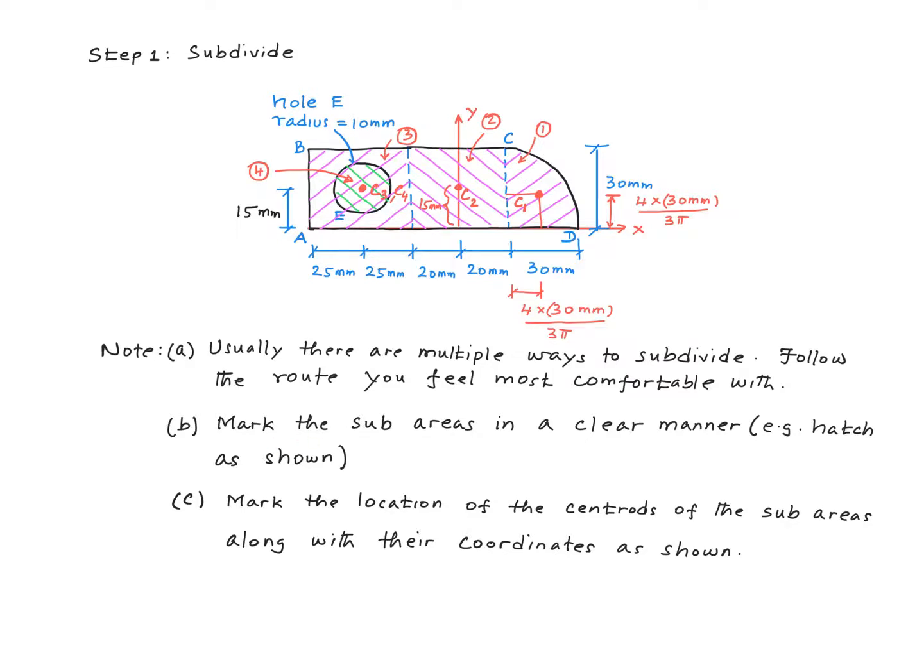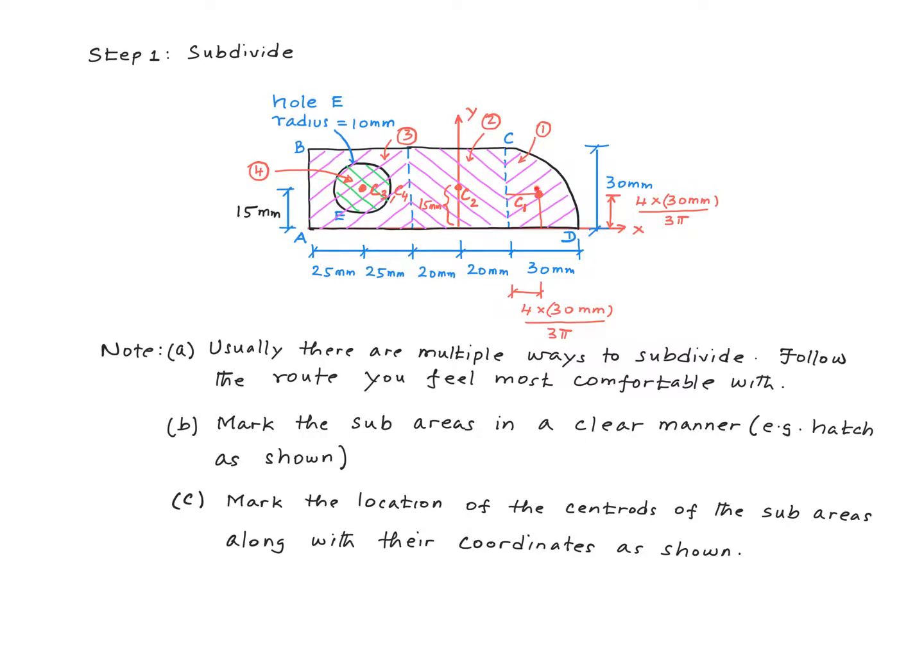Point number 2, you want to mark the sub-areas in a clear, unambiguous manner. This is important because when you write down equations, you don't want to get confused. Hatching, like I have done here, is one way to separate the sub-areas. Point number 3, you want to go ahead and mark the centroid of each sub-area along with its coordinates.